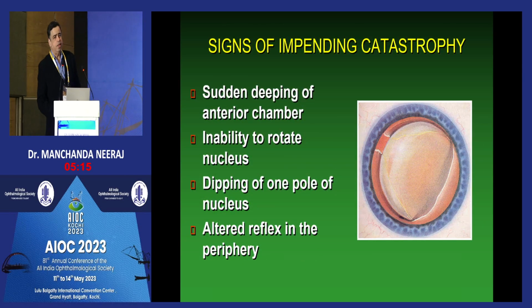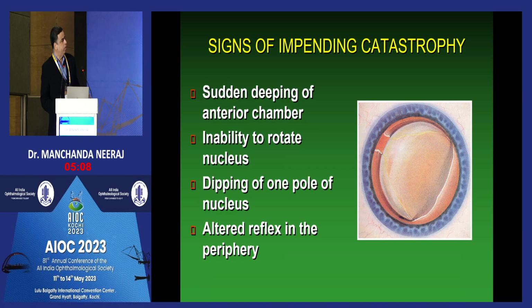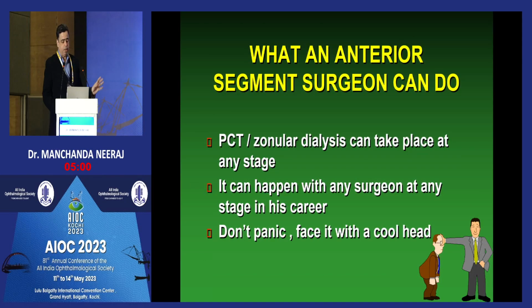So what are the signs of catastrophe, that something has happened, maybe a rent or maybe the nucleus is going to drop? There is a sudden deepening of the chamber. You must stop there. There is inability to rotate the nucleus, dipping of one pole of the nucleus, or an altered reflex in the periphery. So these are some of the things by which you can make out that something wrong is going to happen.